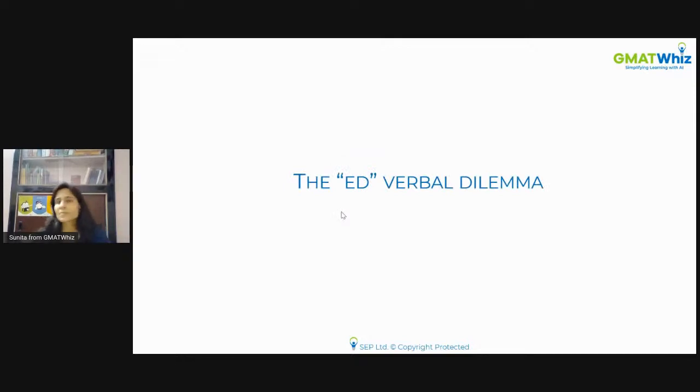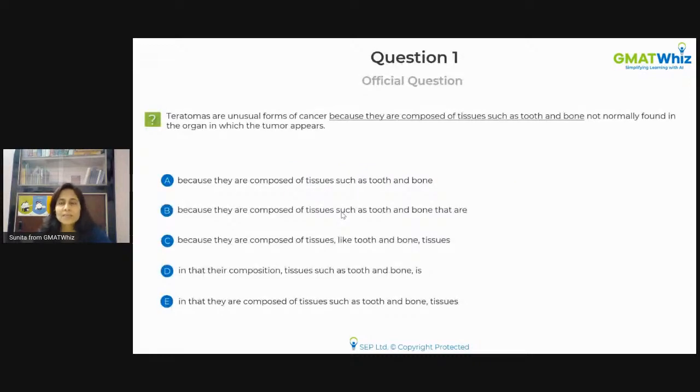We are going to deep dive into the ED verbal dilemma. You know, often you come across this ED verb and you are hard put to understand what it is modifying, what it should modify. So we are going to talk about both the things, what it looks like it's modifying and what it should modify. Here's the first question, guys.